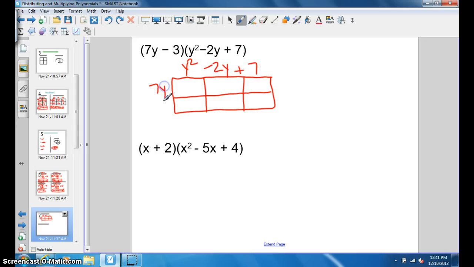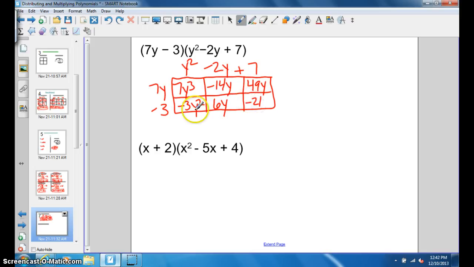So I'm just setting up my box here. Alright, now all we need to do is multiply all this through. So we have 7y cubed, 7y times negative 2y is negative 14y, 7y times 7 is 49y, y squared times negative 3 is negative 3y squared, negative 3 times negative 2y is 6y, and negative 3 times 7 is negative 21.